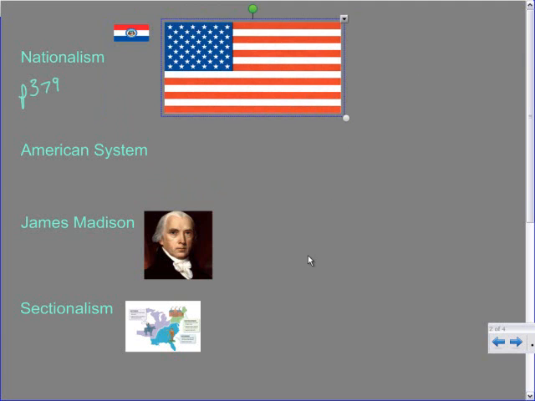So that is what nationalism is. It's this idea that you have loyalty and pride in your country, rather than the state government. To increase nationalism and national unity in the United States, James Madison and also Henry Clay put forth this idea of the American system, which is also on page 379, and it talks about a few things.